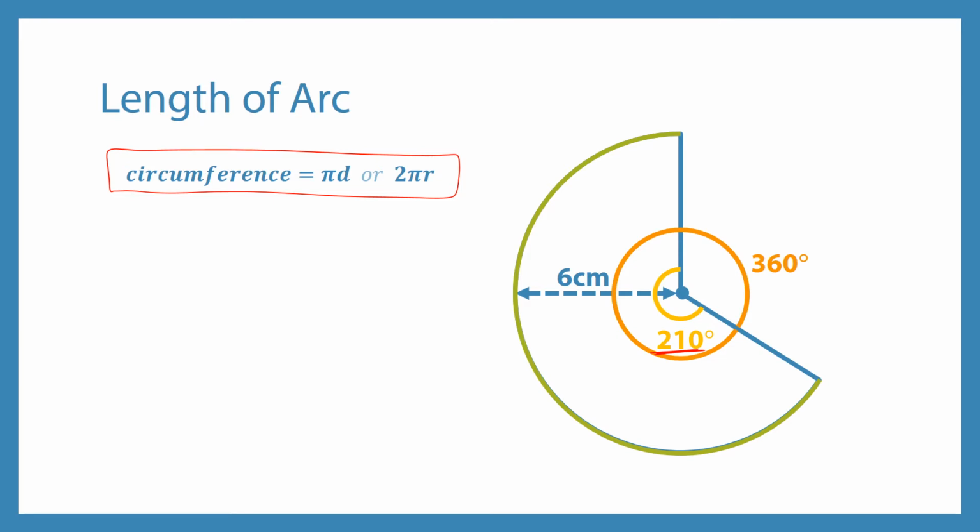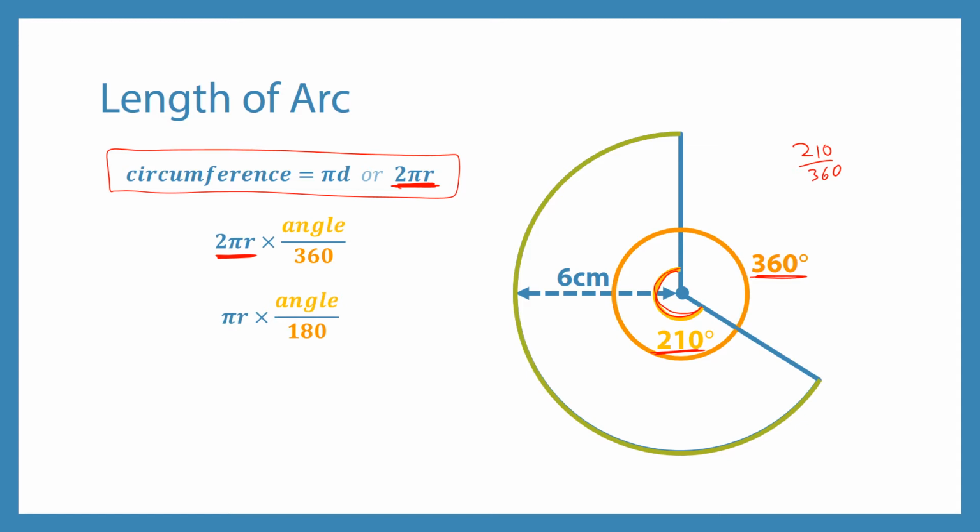Now, all we have to do is make this into a fraction. So we work out what fraction of our full 360 degree circle we have. So we would put 210 over 360, and that would be our angle. So we could take our circumference rule, and we're going to take the 2 pi r part. So we have 2 pi r, but we're multiplying by the angle here divided by 360.